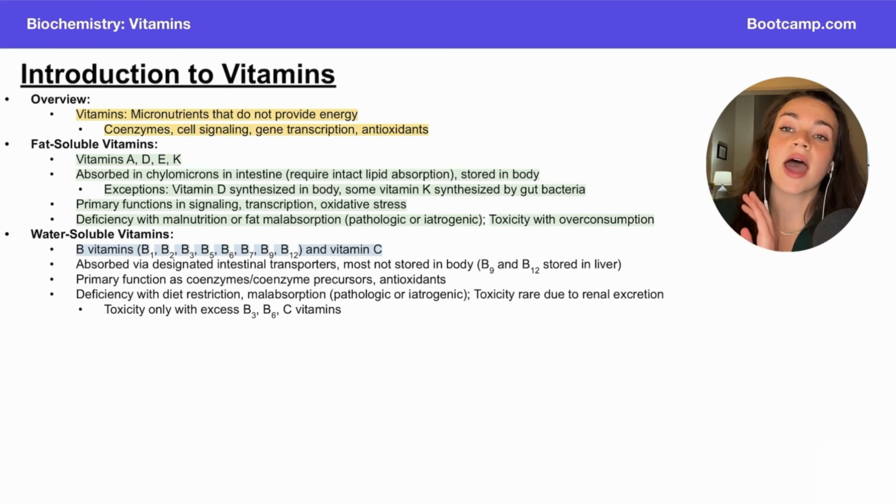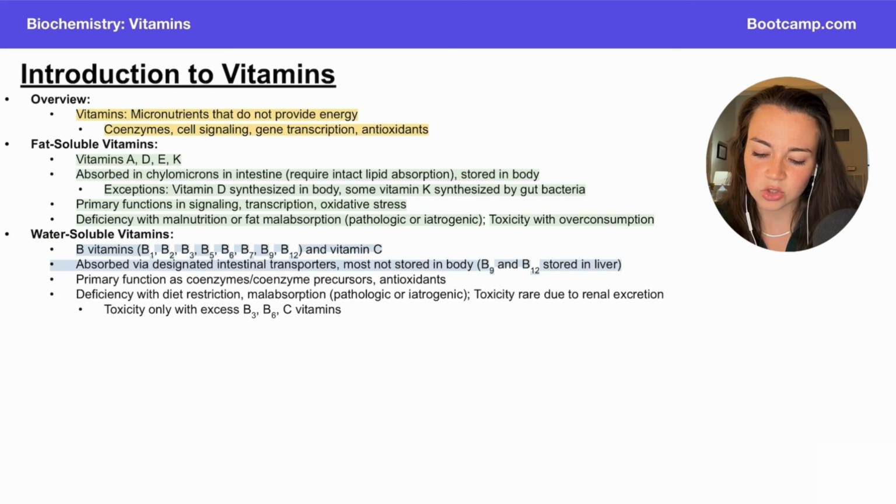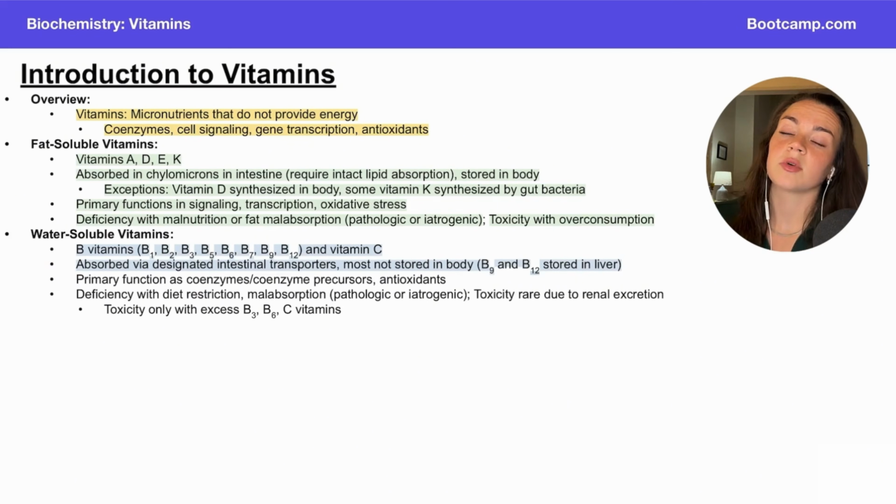Now let's take all that and contrast that to the water-soluble vitamins. The water-soluble vitamins are not coupled to lipid absorption. Instead, they are absorbed via their own designated intestinal transporters. And most of the water-soluble vitamins are not going to be stored in your body. They'll be renally excreted. The exception is vitamin B9 and B12, which will be stored in the liver.